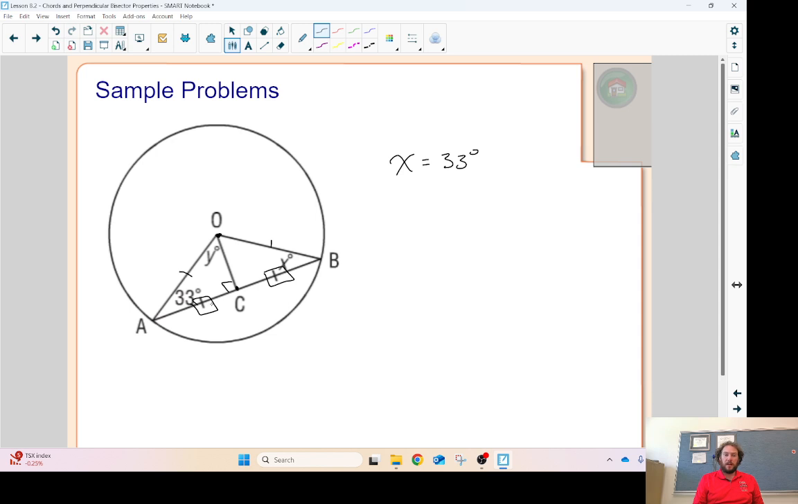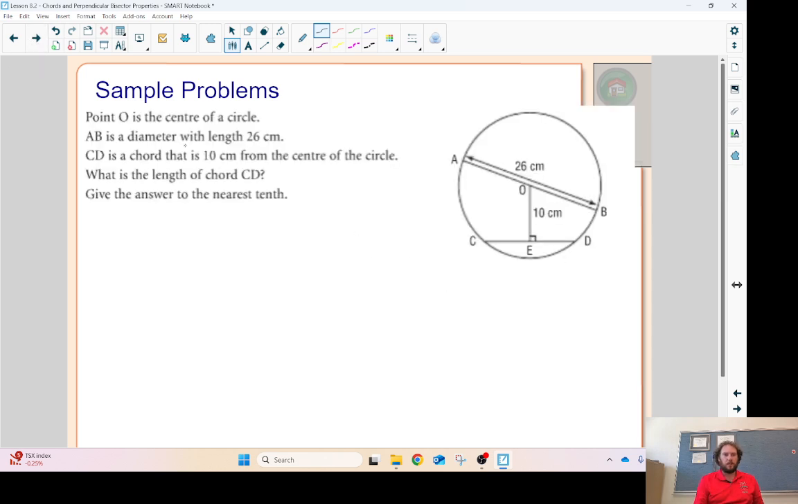It has to be 90 degrees. So finally, if I'm looking at this smaller triangle AOC, we know that one of the angles is 33 degrees, and we know that one of the angles is 90 degrees, and we know that the three angles inside of a right angle triangle have to add up to give us 180. So if I take 180 and I subtract 33 and I subtract 90, I'm going to get 57 degrees. And there we go. There's my angle Y.